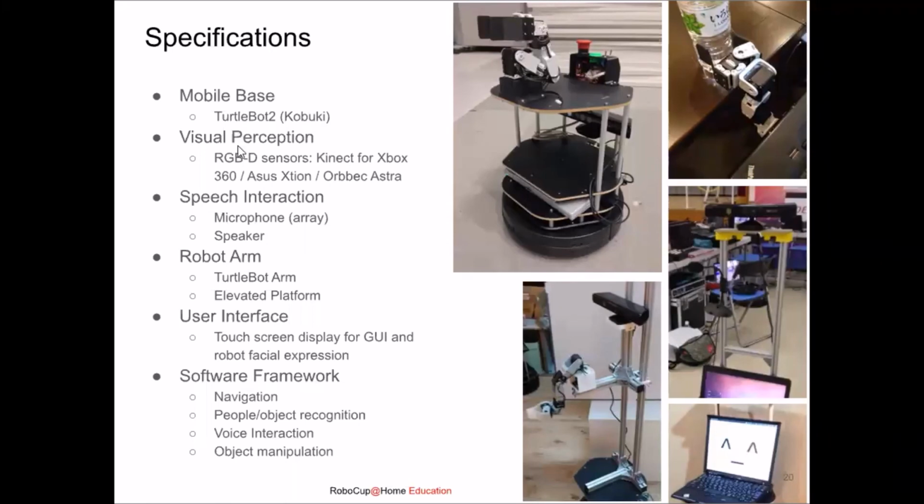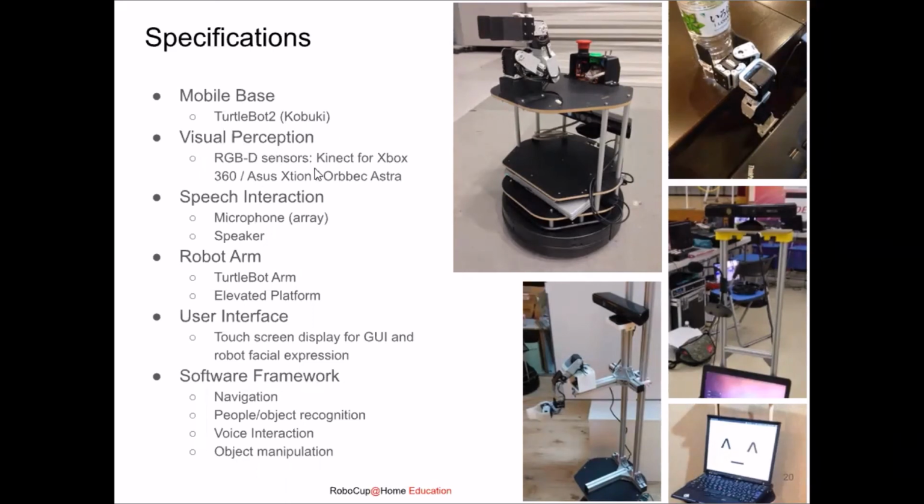Over here, we use a Turtlebot 2 platform, which uses a Kobuki mobile platform as the mobile base. Then we have the visual perception, which is the eye. We mainly use an RGBD sensor. Of course, you can use other sensors, like a laser range finder, and so on.